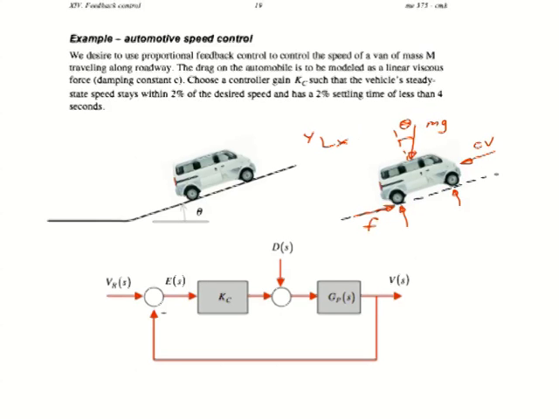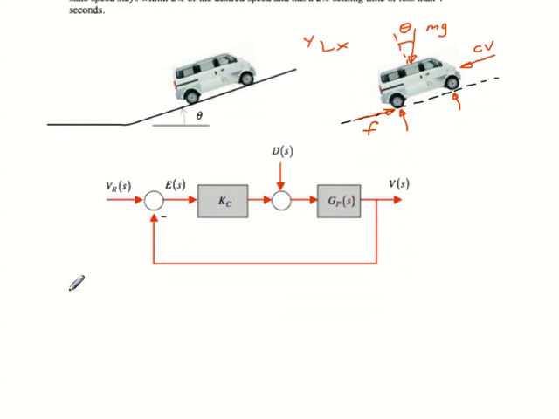But if we sum forces in x, the only thing we have to worry about here are the forces of traction, which is F, the drag force acting in the minus x, and the weight force mg times sine of the angle. And that, by Newton's second law, is equal to mass times acceleration, which is v dot. Let's assume that any angle of inclination to the road is small enough that we can replace sine of theta by the angle itself. So with this, we'll take the Laplace transform of this.